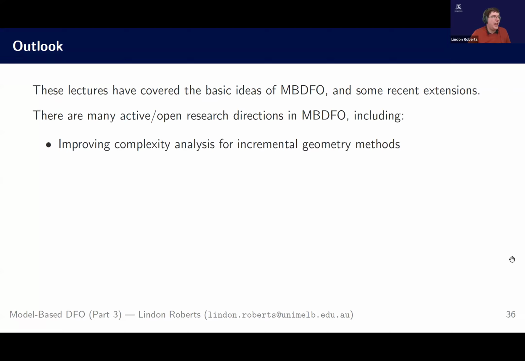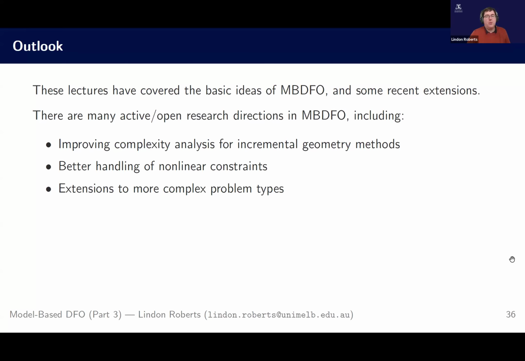In terms of what's going on right now, I've seen recent papers, for example, looking at improving the complexity analysis for these incremental geometry, these lambda-poisedness approaches, looking at how we better handle nonlinear constraints, how we more robustly manage all of this, and looking at more complicated problem types. How do we look more at non-smooth problems, or mixed integer, or multi-objective, or all these sorts of things?